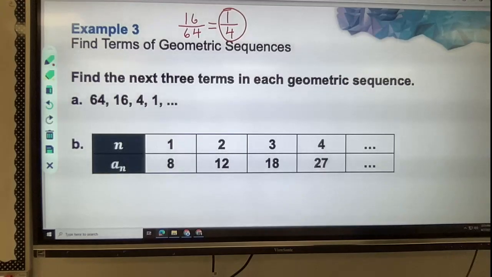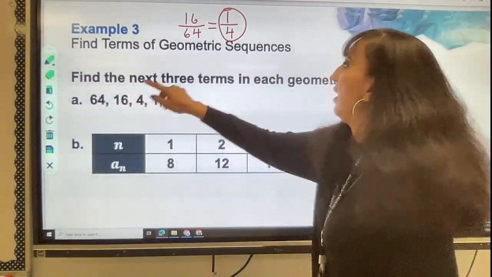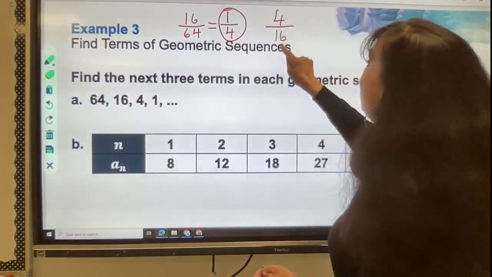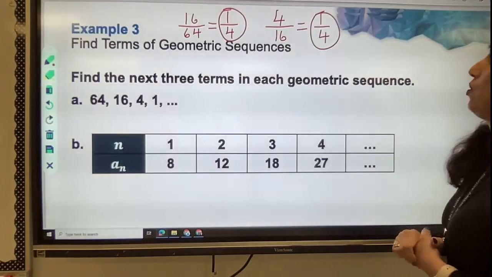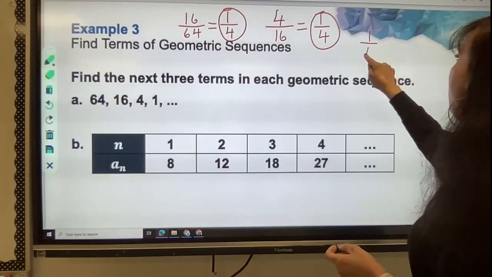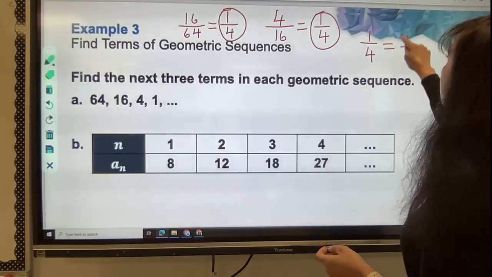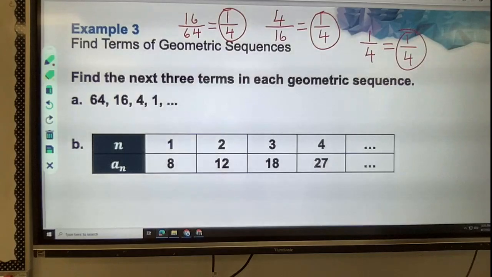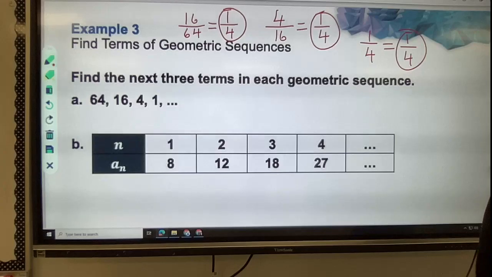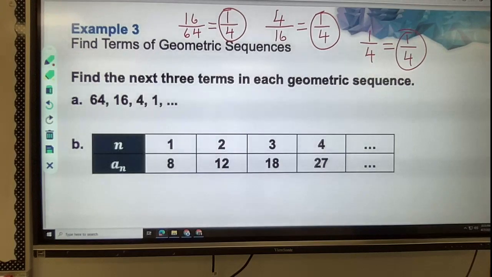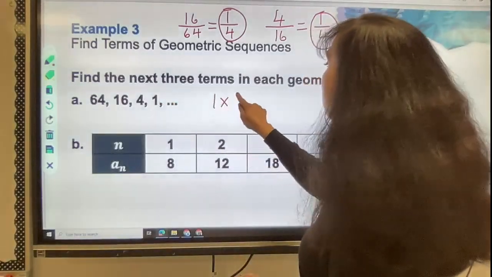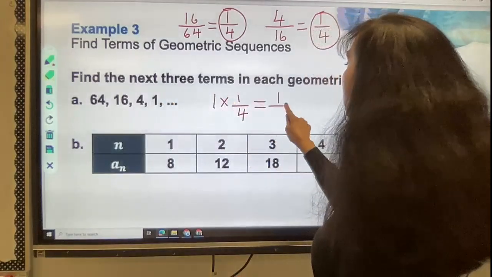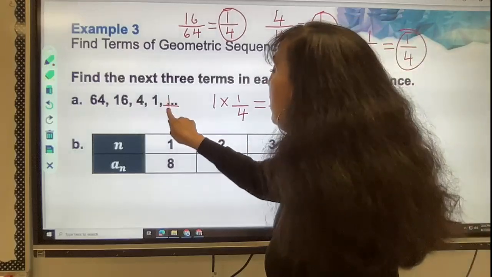Then I'm going to take 4 and divide that by 16. What is 4 divided by 16? Again, I get 1/4. So you can see that my common ratio is going to be 1/4. Then if I divide 1 by 4, I'm going to get, of course, 1/4. So that's my common ratio. So as I can see, my common ratio is 1/4. So then what I'm going to do next is I am going to multiply by the common ratio. So I'm going to take from here 1 times 1/4 is going to give me 1/4. So my next number is 1/4.